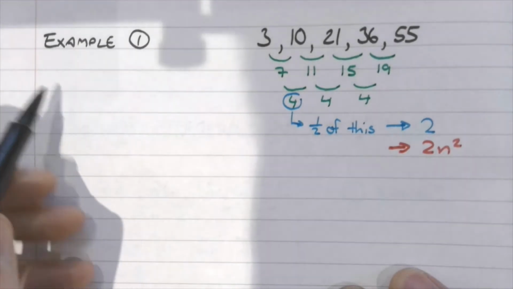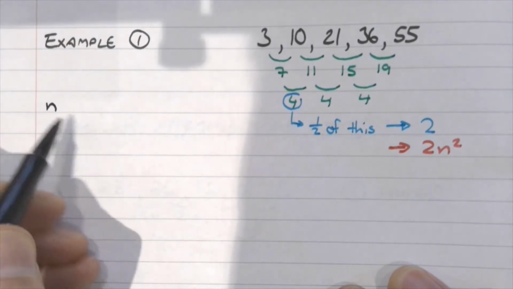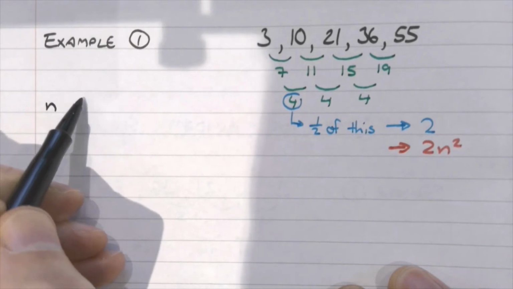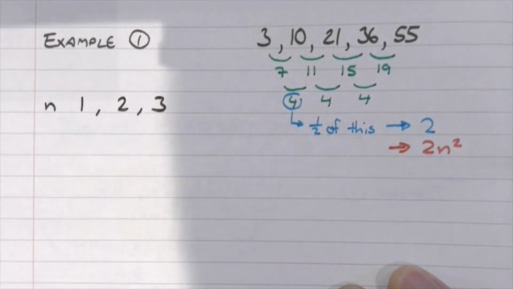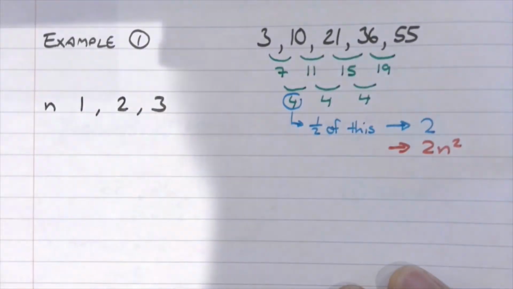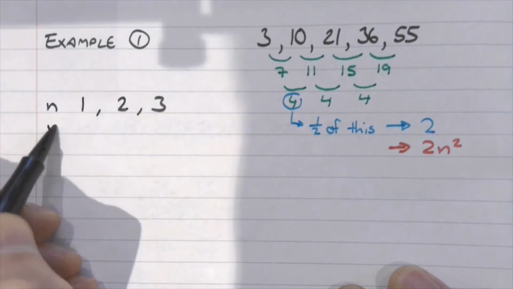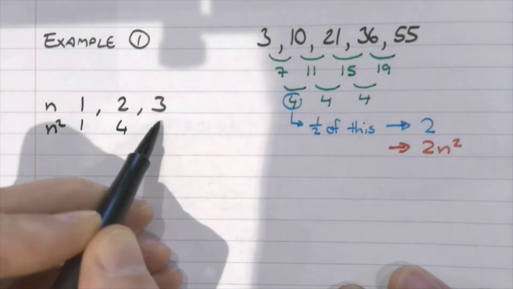So next thing we need to do is build a little table. We're going to start that off with n. We're going to say n is 1, 2, 3. So that's just the position number of each of the numbers in the sequence. 1, 2, 3, 4, 5. Okay. So then we need to do n squared. Well, 1 times 1 is 1, 2 times 2 is 4, 3 times 3 is 9.